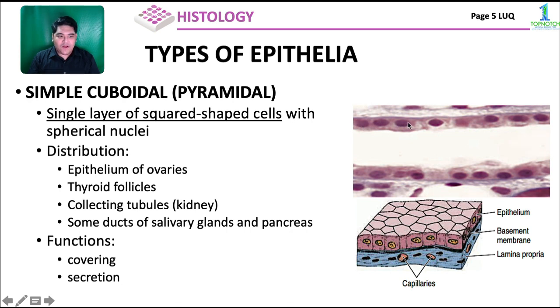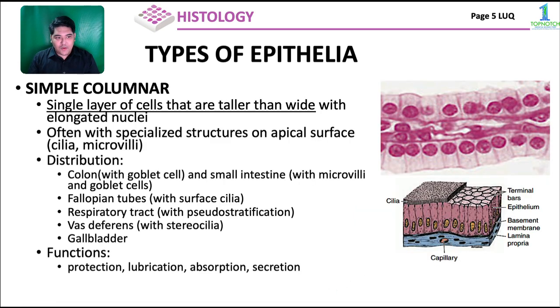And then you also have your collecting tubules in the kidney, and then some ducts of your salivary glands and pancreas. Ang function ng inyong simple cuboidal, more of covering, medyo makapal na kasi siya, at saka secretion. Ang simple columnar naman, it is taller than wide, okay, with elongated or oval nuclei. Often, ang mga columnar nyo may specialized structures like your cilia and microvilli.